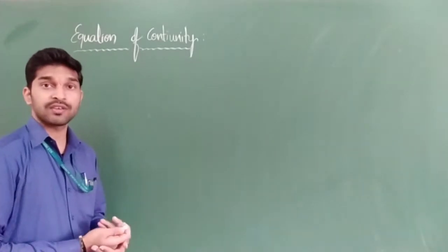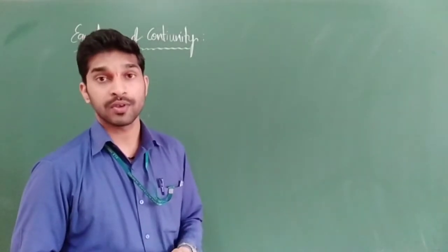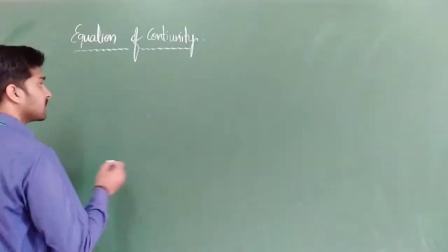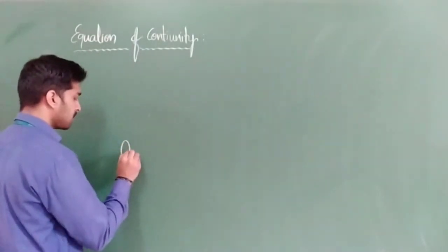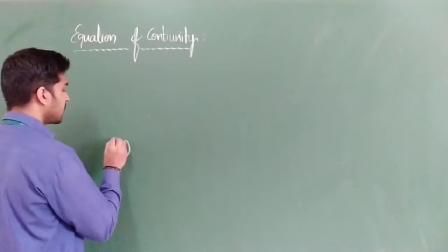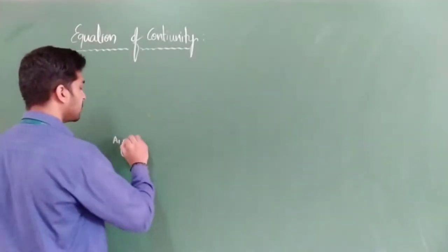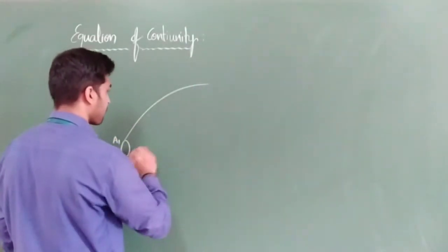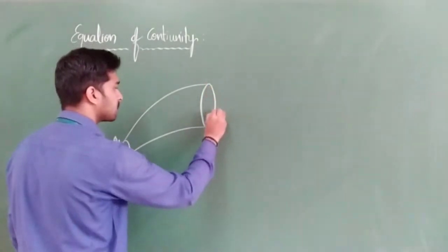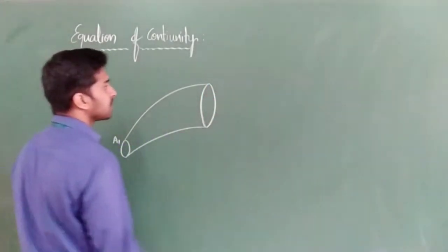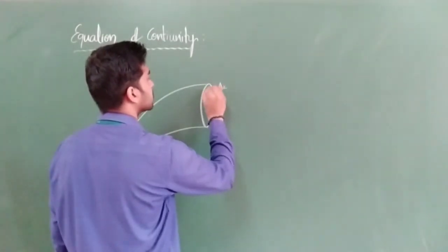So what equation will give us the continuity equation? What is the meaning of continuity? Those all things we are going to discuss now. So we are considering a pipe which has cross-sectional area A1 at this end, and it has a cross-sectional area A2 at this end. Clear?